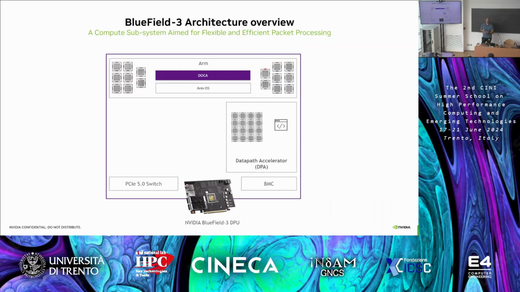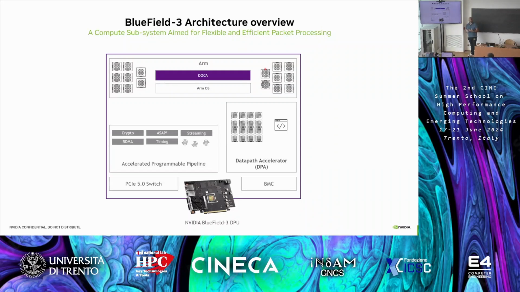Then we have a data path accelerator. This is RISC-V based and doesn't run Linux. So it's a real-time operating system. It's an event-based architecture, as we will see. And then a programmable pipeline. This is really deep into the internals of the NIC. So you can really say, okay, for each packet, I want to inspect something, I want to change something. If you are competent with P4, it is in that direction.